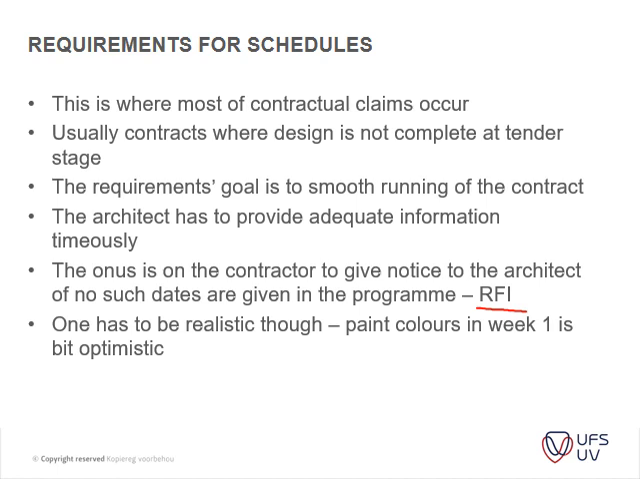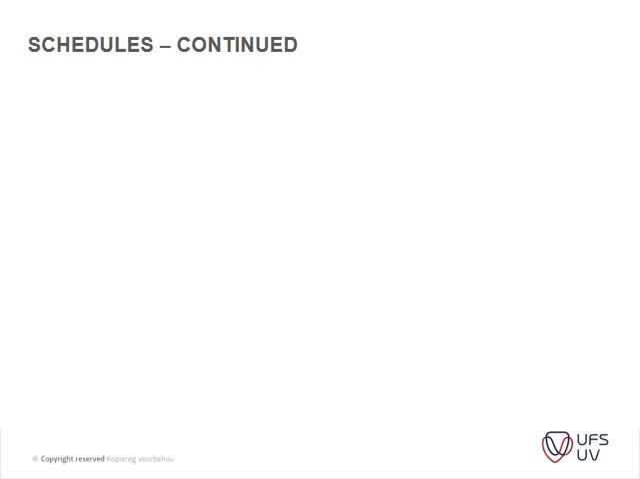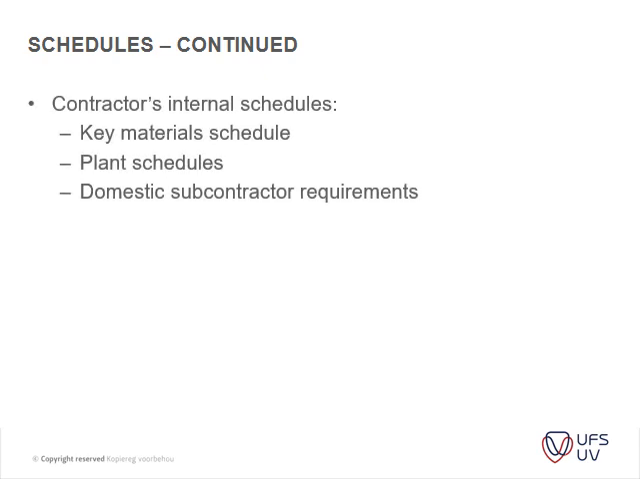One has to be realistic though. Paint colors can't be given 1 week within the contract. It's just a little bit too optimistic, but you need to timeously ask for your information so that you can still order your material in time. Okay, so the schedule continued. The contractor's internal schedules. You have key material schedules, plant schedules, and domestic subcontractors that you need to think of.